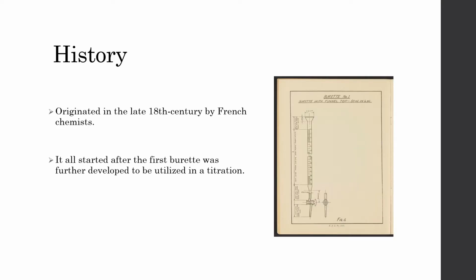Before I continue on about titration curves, I want to briefly mention some history. They originated in the late 18th century by French chemists. It all started after the first burette was further developed to be utilized in a titration. To the right, there is an image of what a burette looks like. It may look familiar as we have used them in lab before. Once titrations were developed, drawing the process into a curve soon followed.